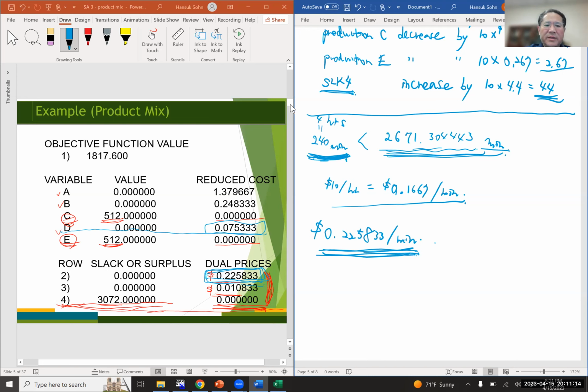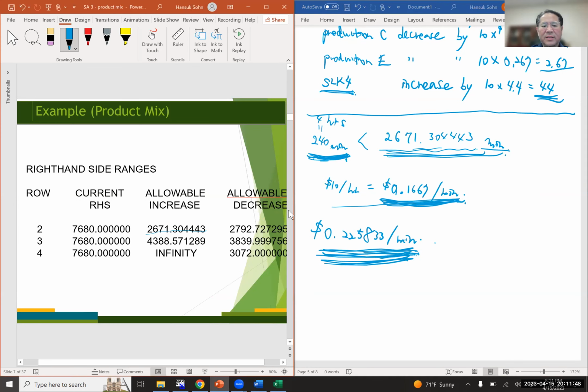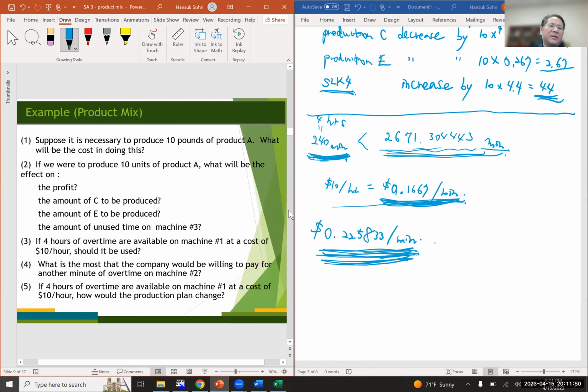So the cost of overtime, which is 0.1667 dollars per minute, is smaller than the dual price. Which means the company must use the new plan because their net profit will be increased. Okay, that's how you can answer this question. Now let's move on to question number 4.